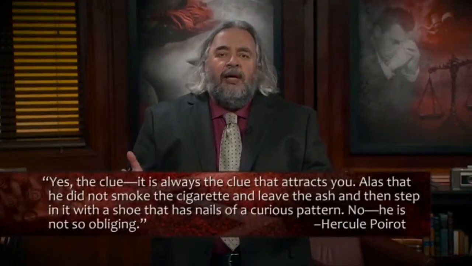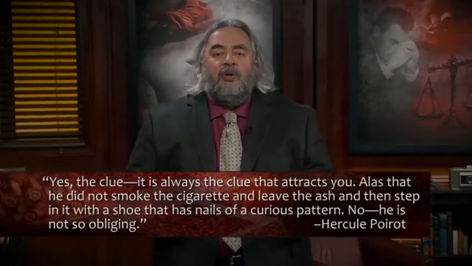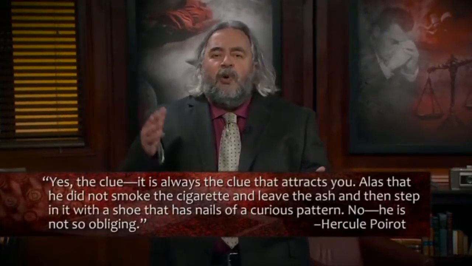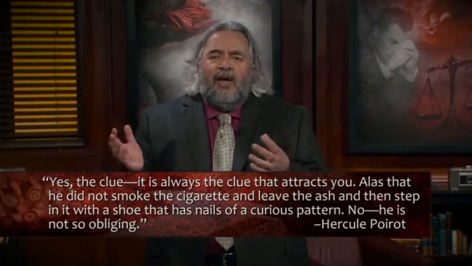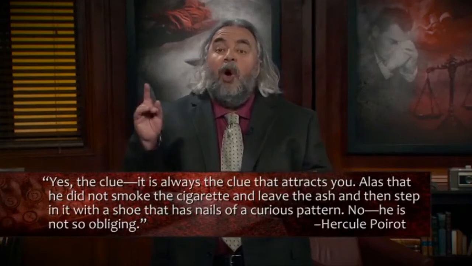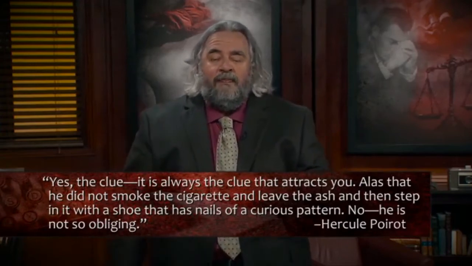So, when Hastings laments the fact that the murderer hasn't left behind any clues, Poirot says to him quite sharply, "Yes, the clue. It is always the clue that attracts you. Alas, that he did not smoke the cigarette and leave the ash and then step in it with a shoe that has nails of a curious pattern. No, he is not so obliging."